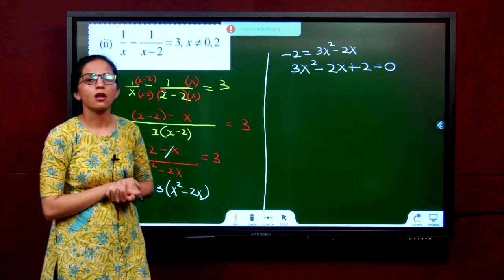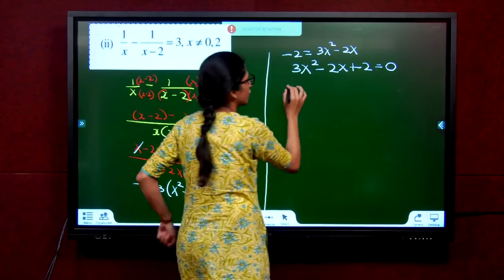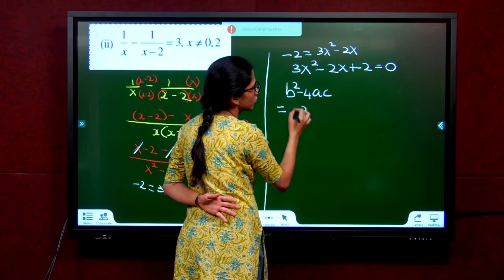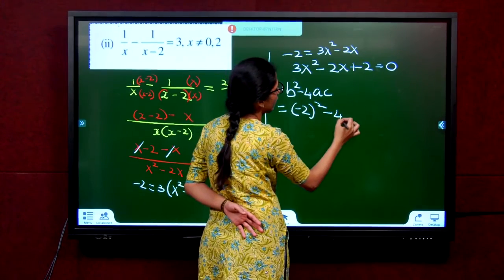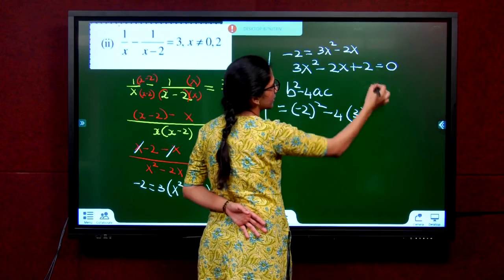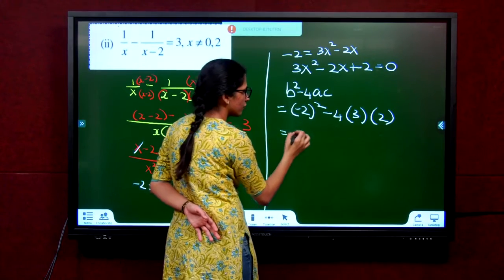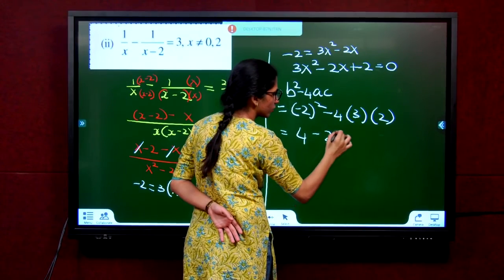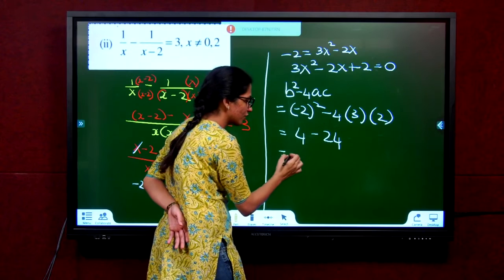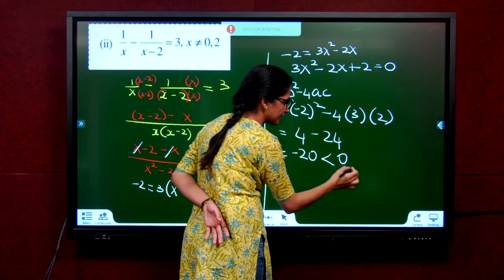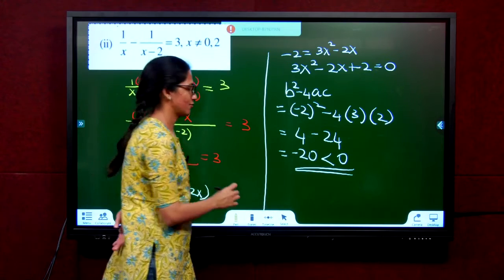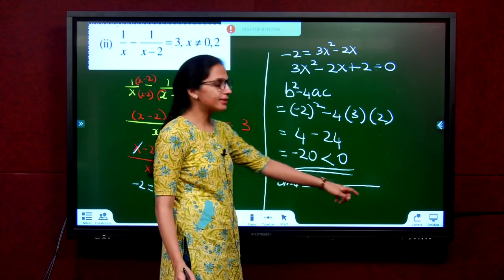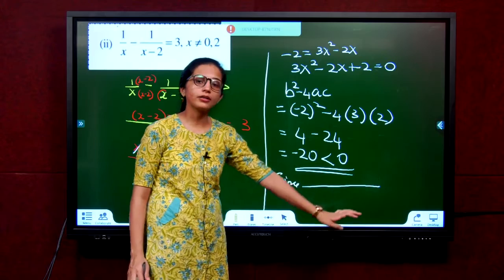You have to find the roots. Before you find the roots, find b square minus 4ac. b square minus 4ac is nothing but minus 2 the whole square minus 4 into a is 3, c is 2. 4 minus 4 3s are 12, 12 2s are 24. 4 minus 24 is minus 20. It is less than 0. Will the roots exist? No. So you can write down, since b square minus 4ac is less than 0, the roots do not exist.